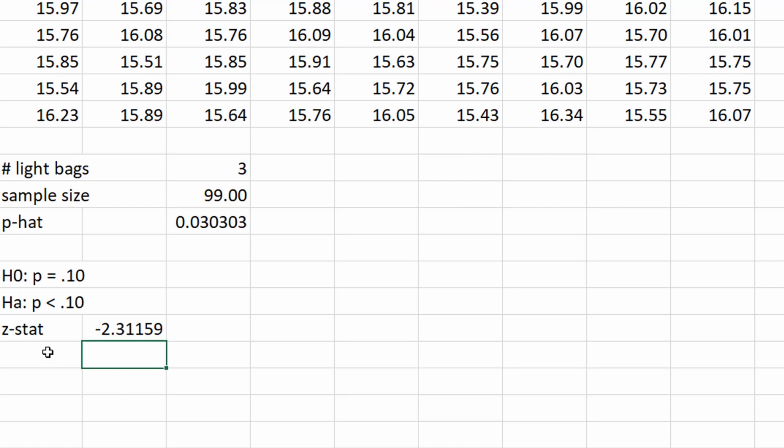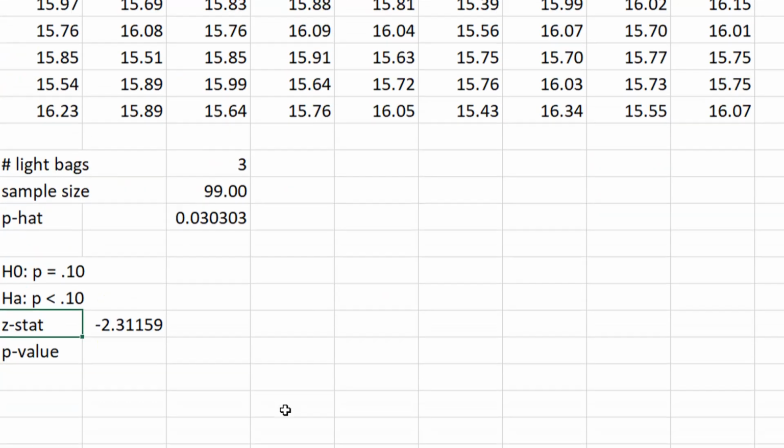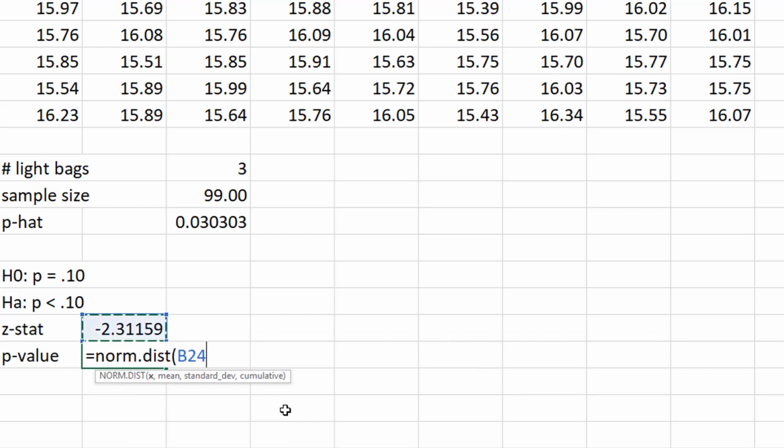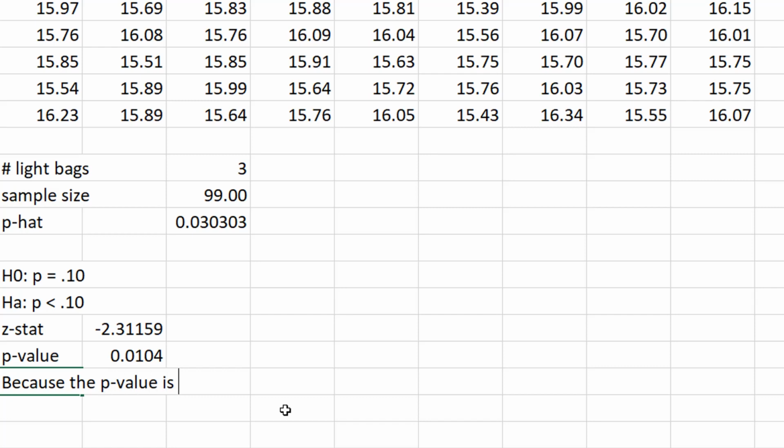Since I'm doing a lower tail test, I want to calculate the probability in the lower tail. So my p-value is going to be norm.dist. I take this value, comma, mean of 0, standard deviation of 1, and the cumulative is going to be true. This will calculate the lower tail probability. If I wanted to find the upper tail probability, I would need to do 1 minus this number. Okay, so this is good. My p-value is 0.01. Because the p-value is less than 0.05, we reject.